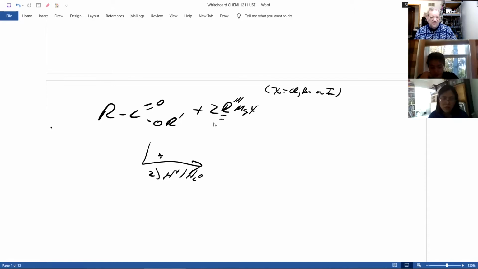My other class, which is at the other school, most of the students can't read cursive, so I got to print everything.